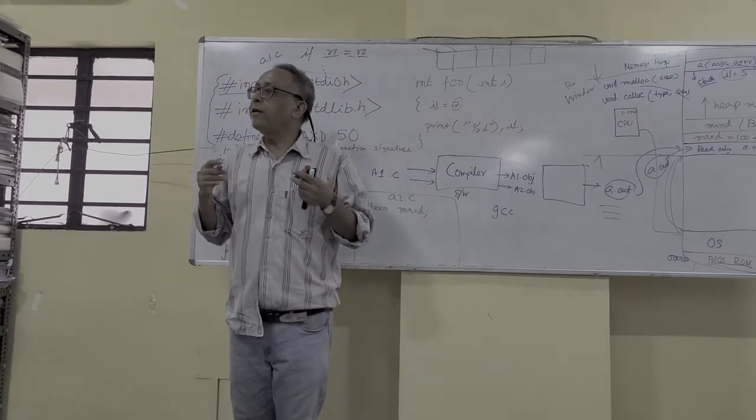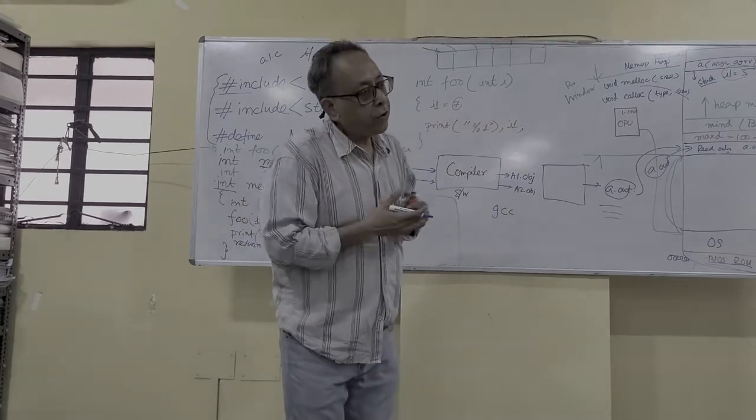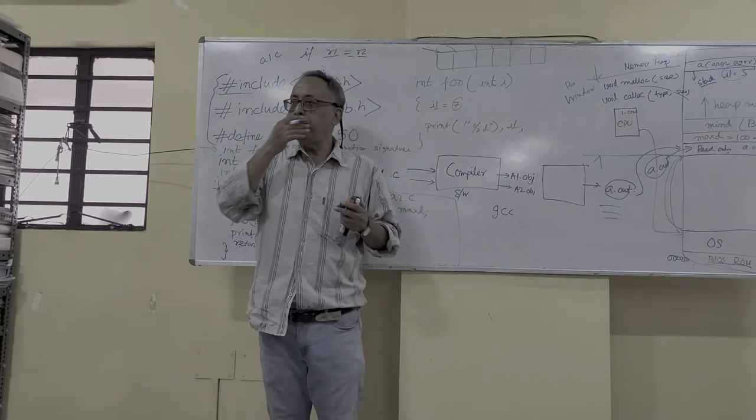That is one point. And divide by zero can occur. Unknowingly, sometimes in an operation a divide by zero occurs. Any other error you can think of?